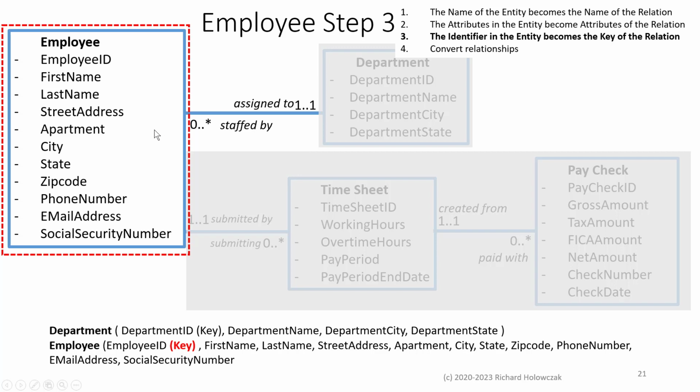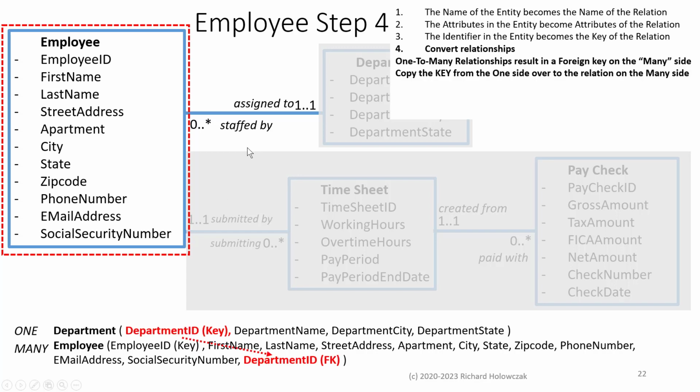The third step is that the identifier of the entity will become the key of the relation. So our employee ID was the identifier, it comes down here, and now it becomes the key for the employee relation. And now the fourth step, and here's where we have to pay a little bit of attention. We need to take care of our relationship between department and employee. Department is on the one side of the relationship, and employee is on the many side. And so our instructions here tell us we're going to copy the key from the one side over to the relation on the many side.